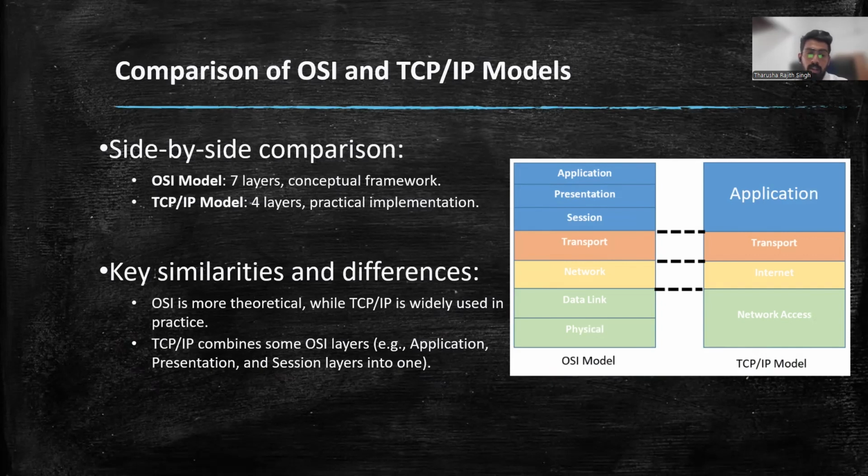So key differences are the OSI model has 7 layers while the TCP/IP model has 4. The TCP/IP model combines the functions of the OSI application, presentation, and session layers into a single application layer. The TCP/IP model is more focused on practical implementation, while the OSI model is more theoretical. Both models are essential for understanding network communication, but the TCP/IP model is the one that powers the internet.